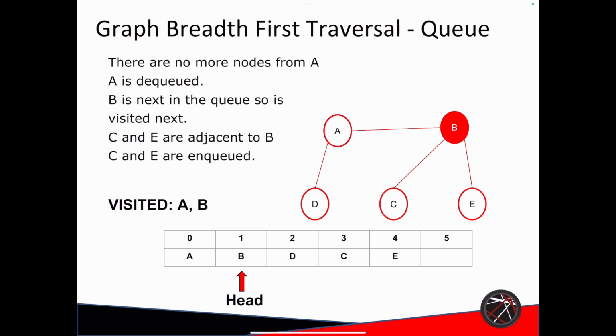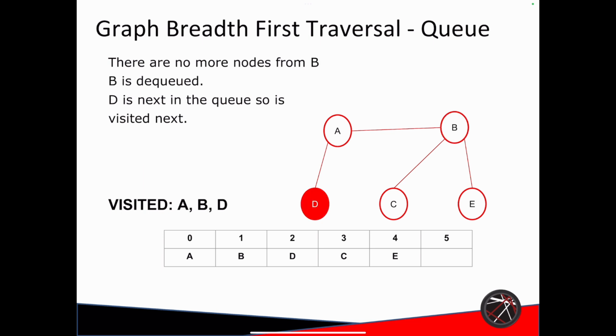We then add both C and E to that queue. Again, I only added them in that order because that was alphabetical. There was no other logic applied. It could have been E, C for all it matters. There's nowhere else to go from B, and therefore we move along. So our head pointer now will point at D. Our tail is still pointing at the empty space. There's no more to add to this.